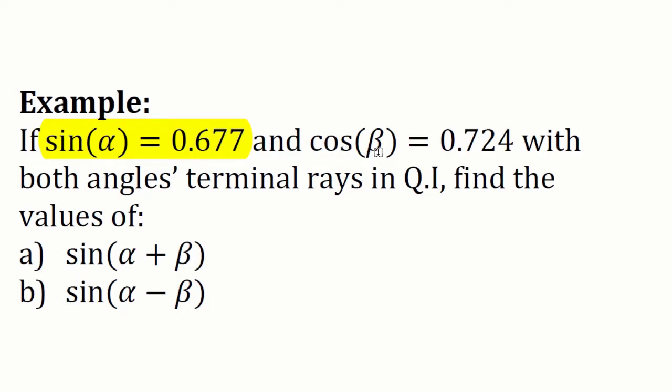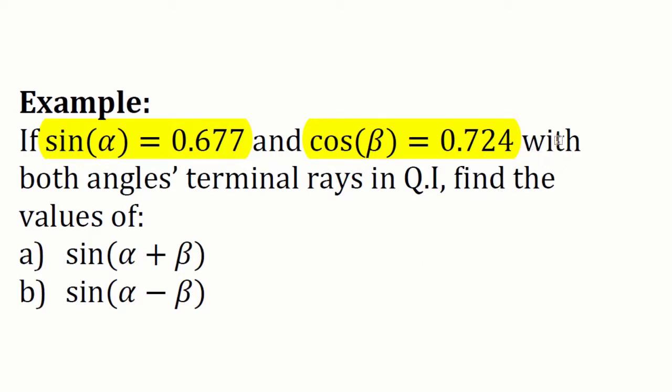And cosine of beta. So here beta is another angle. So we've got sine of alpha, and here we have cosine, but cosine of beta. Alpha and beta are two different angles. And then cosine of beta is given to be 0.724. So we have two trig values given right here.